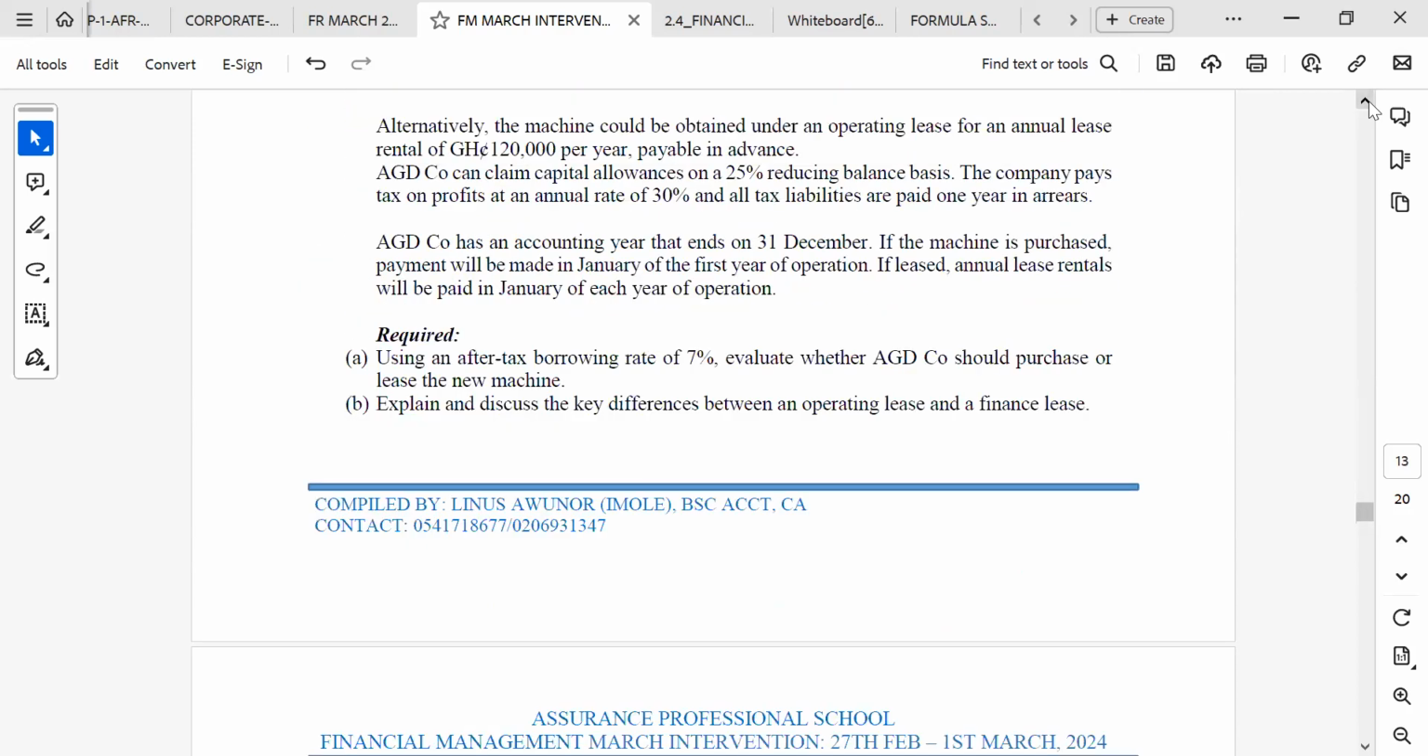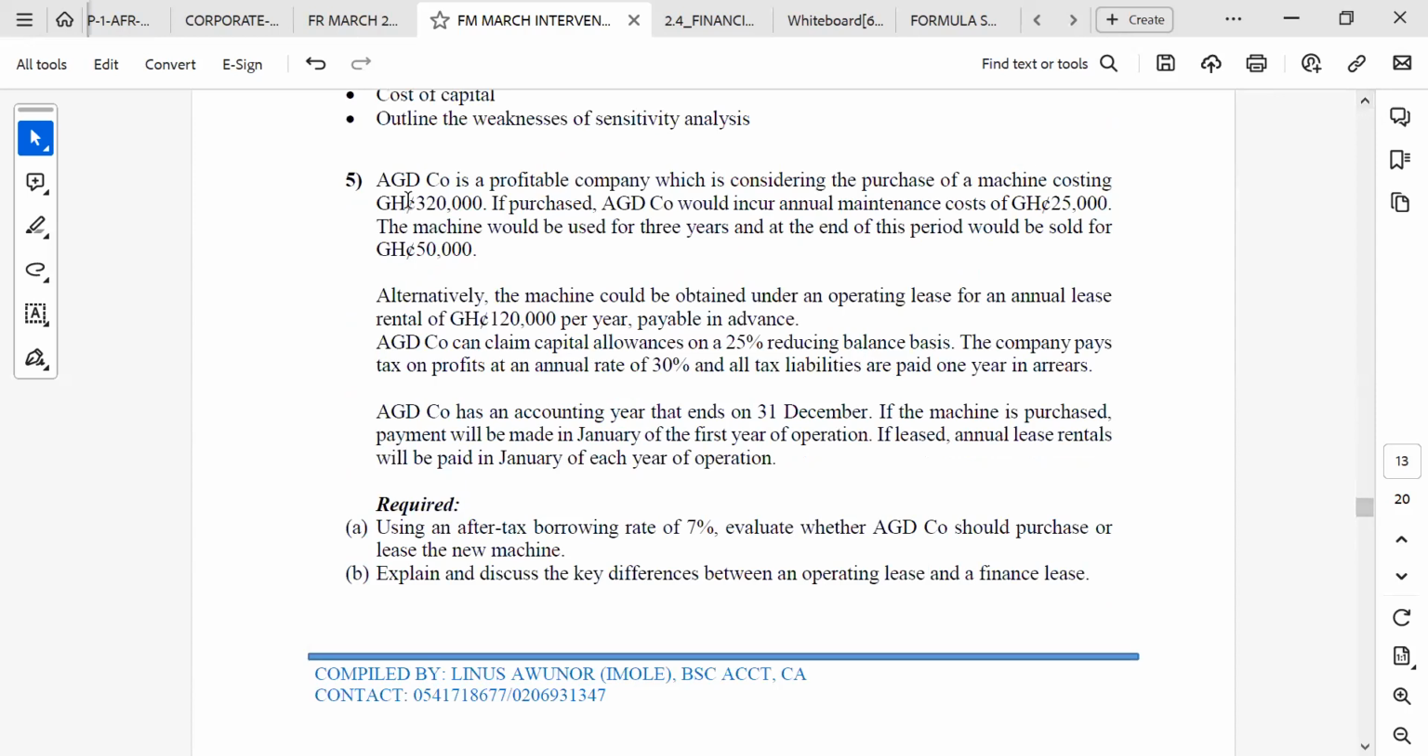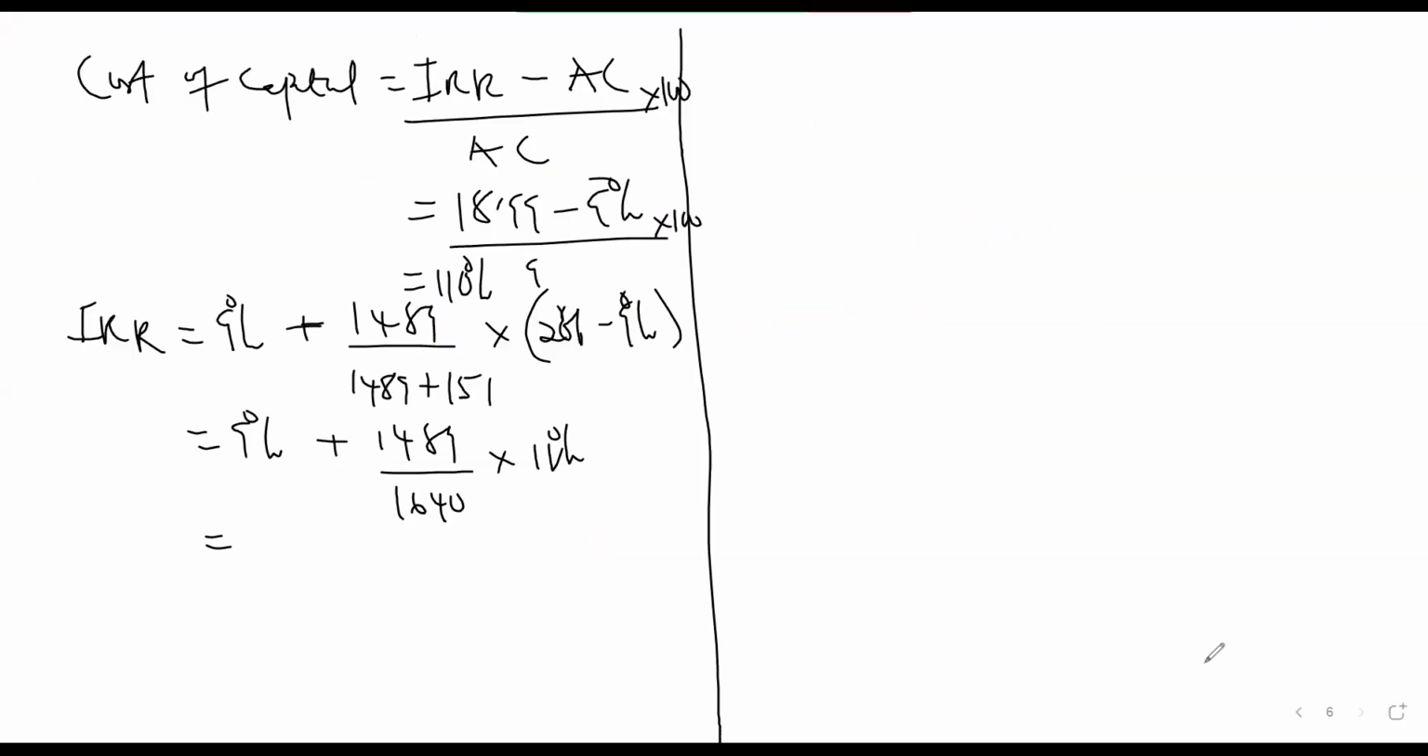But I will not touch that side. Now focus is on the lease or buy. So let's now come. You can see that they have given you the after tax borrowing rate already, isn't it? So let's look at if the company wants to purchase, what will be the option? If they want to lease, what will be the option? So let's look at the purchase option.